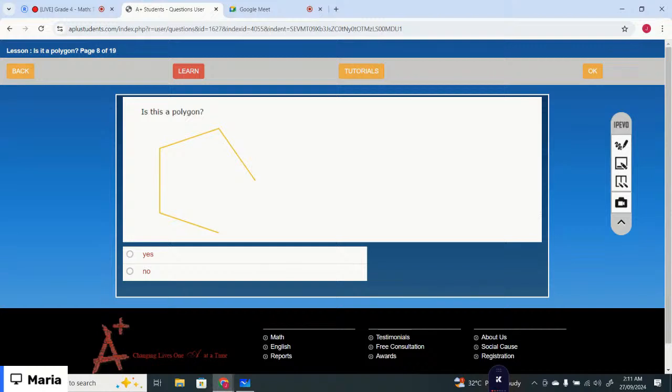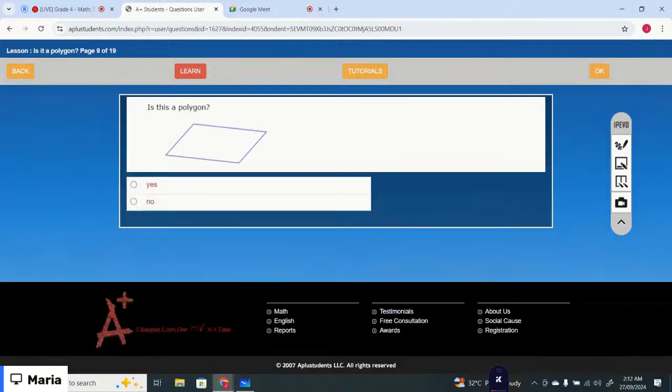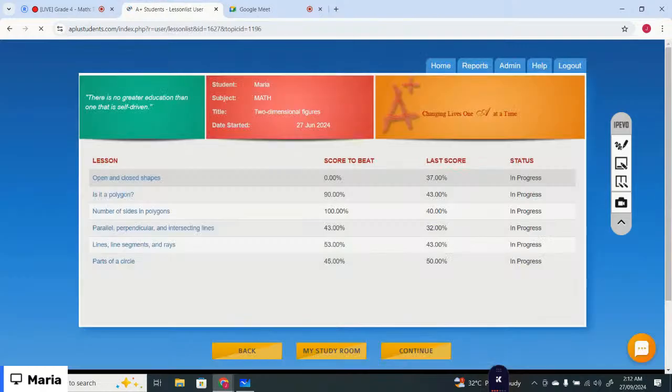Is this a polygon? No, this isn't, right? Is this a polygon? Yes, it is, right? Okay, you can complete the lesson by yourself later today. That's again too easy, right? Any questions you can ask. Otherwise, I'm going to move on to the next lesson.